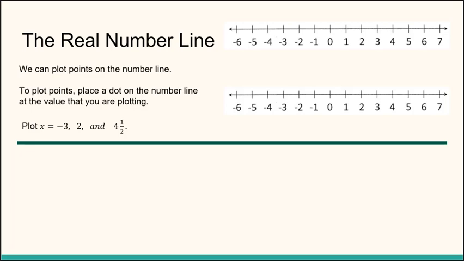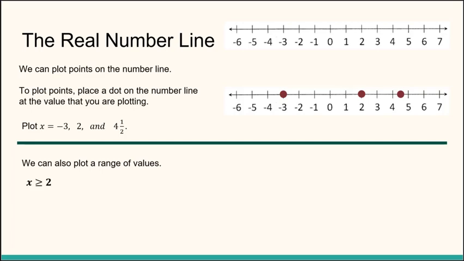You can plot points on this number line. To plot points, you're just going to put a dot on the number line at the value that you're plotting. So if we were to plot, say, -3, we would just put a dot there at -3. If we wanted to plot a 2, we just put it right there at 2. If we want to plot 4.5, we just put it in the middle somewhere, right there in between 4 and 5. Now we can plot a range of values as well.